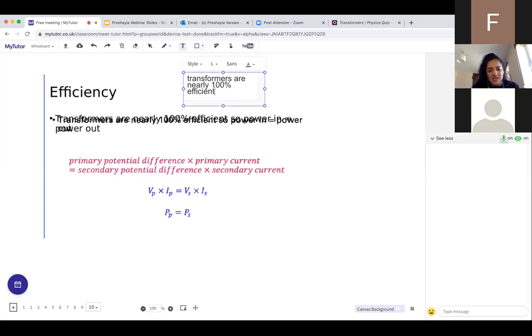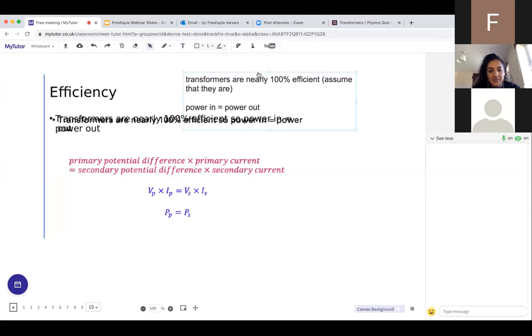And in the GCSE, we assume that they are. Okay, it's a little bit of a bad assumption, but it is quite close. So we'll go with it for GCSE. So we know that transformers are nearly 100% efficient, which means that the power that we put in equals the power that is coming out.